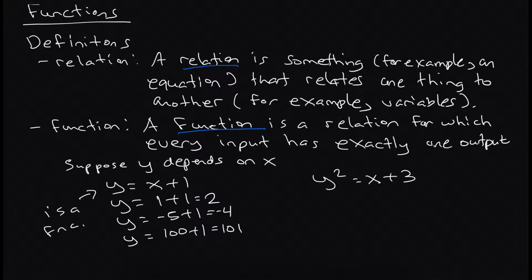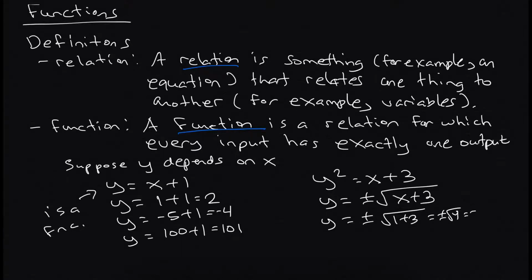Now on the other hand, y squared equals x plus 3, I think it's easier to solve for y first. And if I do that, I get plus or minus the square root of x plus 3. And if I plug in something for x, I'll use the same value. I'll use 1 again. Plus or minus square root of 1 plus 3, plus or minus square root of 4 is equal to plus or minus 2. So there I plugged in an input value. I plugged in 1, and I got two answers. I got a positive 2 and a negative 2. Because I got two output values there, that means this particular relation is not a function. All right, so a function is just a relation for which every input has exactly one output.